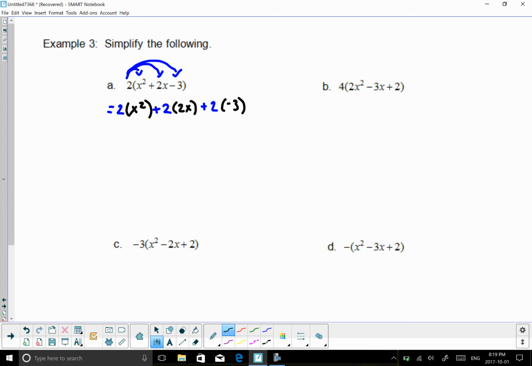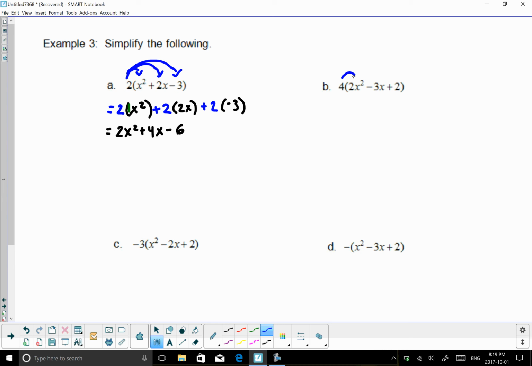So 2 times x squared, remember there's an invisible 1 here, so I'm multiplying 2 times 1, which is 2. So I have 2x squared, 2 times 2, which is positive 4. So I have 4x, and then 2 times negative 3. Positive times a negative is a negative. Again, notice 3 different terms. These are not like terms. I can't add any of these because they are not the same.